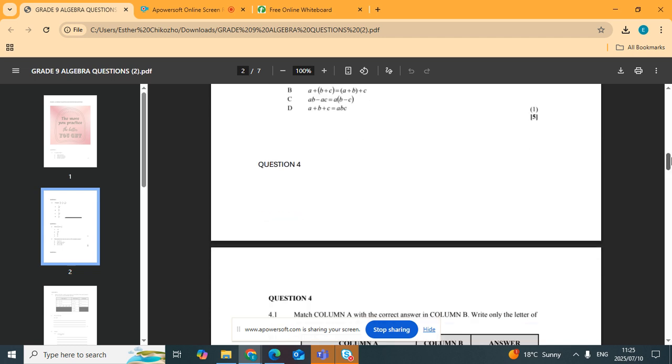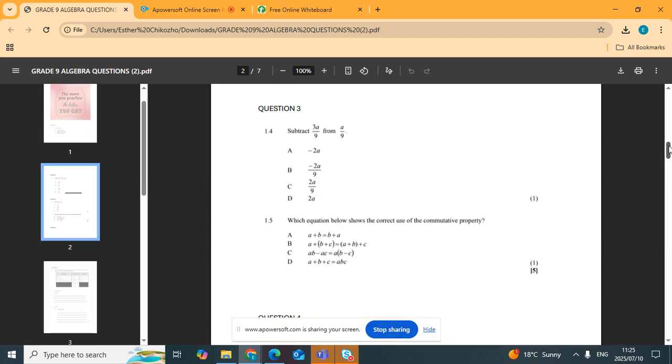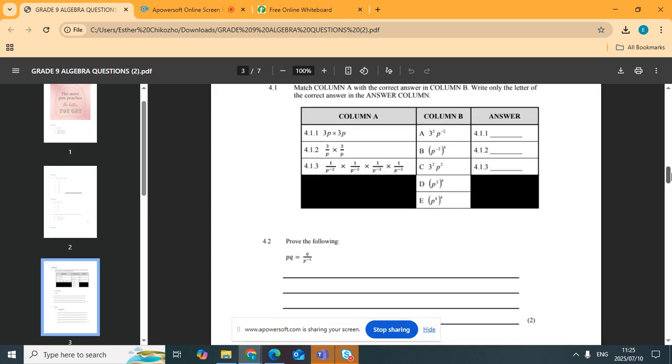In the next part, they are asking us which equation shows the correct use of the commutative property. This is more of a theoretical aspect, right? But it's going to be A plus B is equal to B plus A. Okay, so we're done with the multiple choice section. Let us go on to the long structured questions.